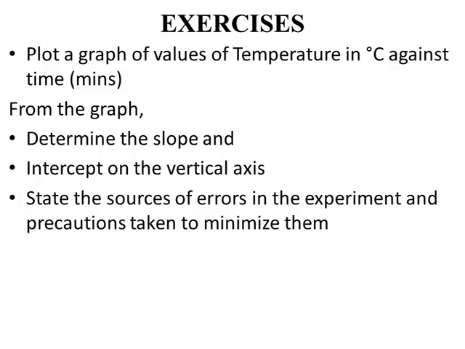So for this particular experiment, plot a graph of values of temperature in degrees Celsius against time. From the graph, you are going to determine the slope of that particular graph. You are going to determine the intercept on the vertical axis. Then you are going to state the sources of errors in the experiment and precautions taken to minimize those sources of error.